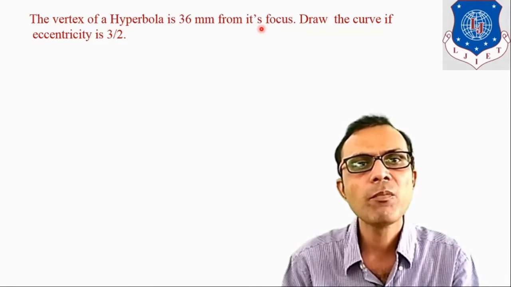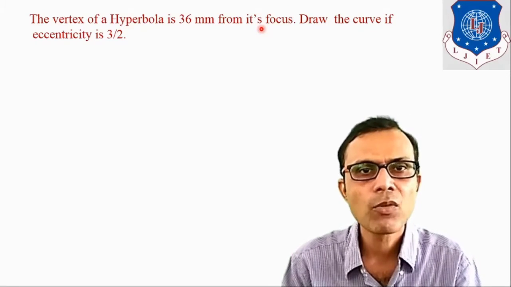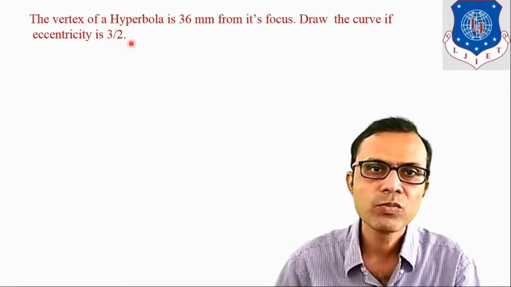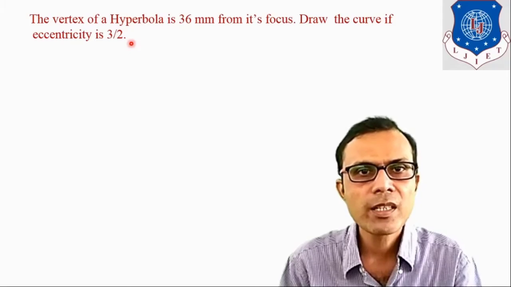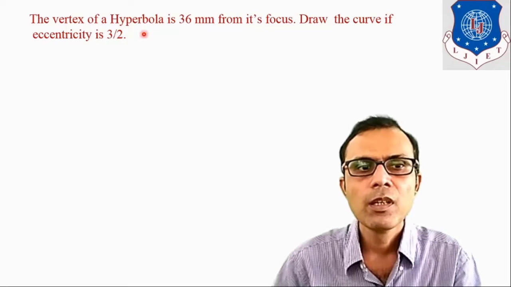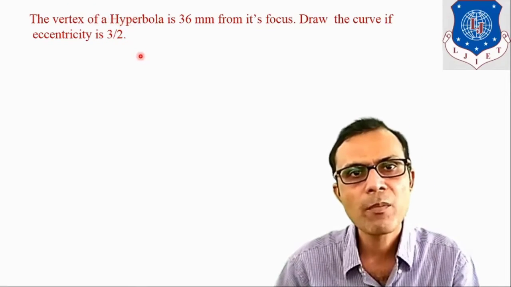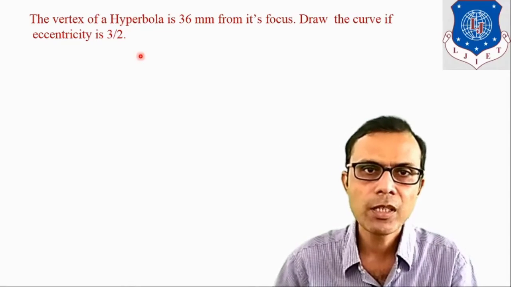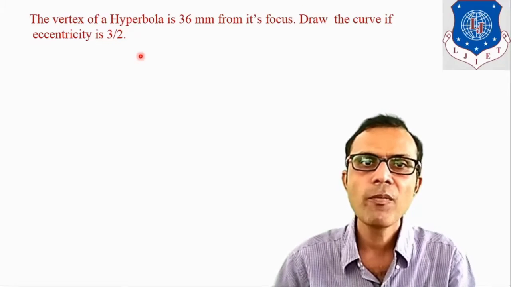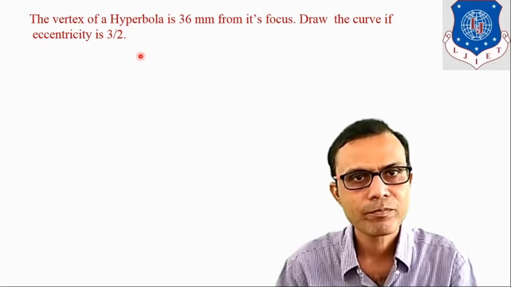If any one is missing, then by applying the definition of eccentricity, we have to find out the missing dimension. Draw the curve if eccentricity is 3 by 2. Obviously, the value of eccentricity is greater than 1, so the given curve is hyperbola. If the name is not mentioned clearly, then also we should be able to identify the given curve from the given value of eccentricity, because we know that the value of eccentricity is always greater than 1 in case of hyperbola.